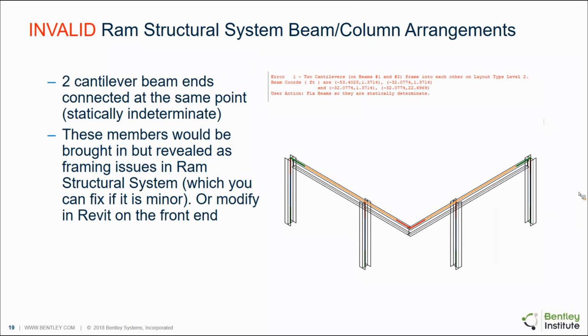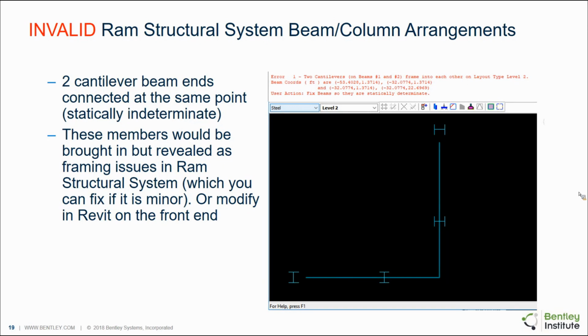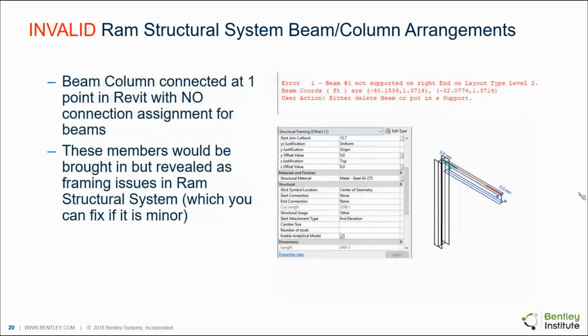For this example, it comes into RAM Structural System okay, but again we get an integrity data check error. We have two cantilevers, free and connected, but it's statically indeterminate. This is not allowed in RAM Structural System. The way to fix that is to change one of the beam ends into a stub cantilever or have them disconnected up front in RAM Structural System. You see what it looks like when it's imported into RAM Structural System.